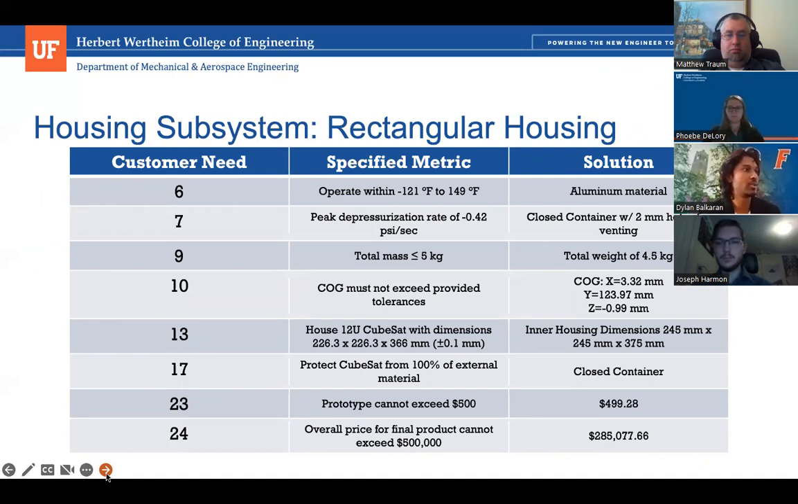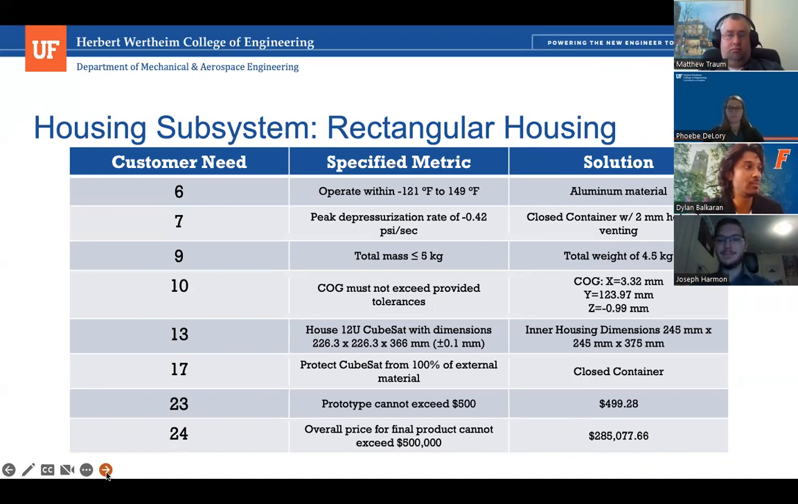So going into our housing analysis, we wanted to meet customer need 6 by being able to use aluminum to provide natural insulation for the contents within the CSD. In addition to that, for customer need 7, we included 2 millimeter holes all around the actual housing to allow for venting. And for customer need 9, we wanted to be within the 5 kilogram mass range, and we were able to achieve that, with everything, including the housing but without the CubeSat, being 4.5 kilograms.